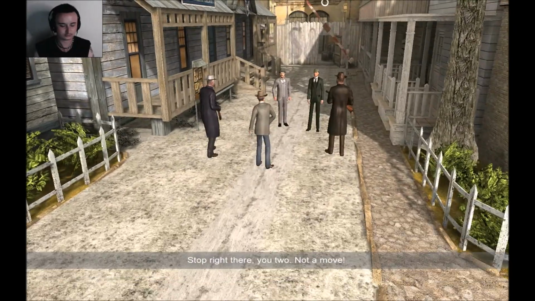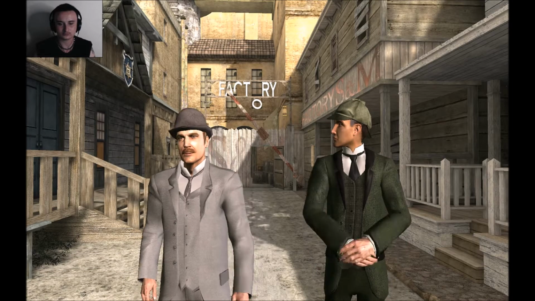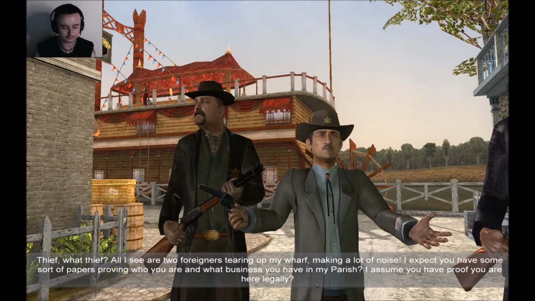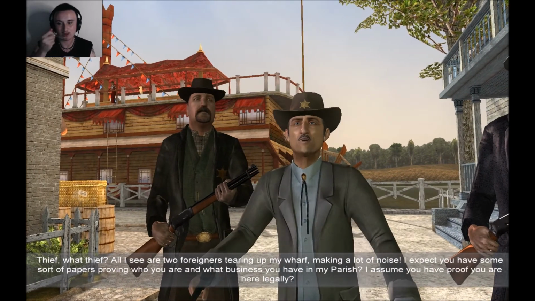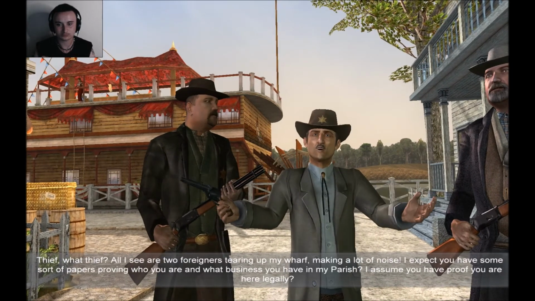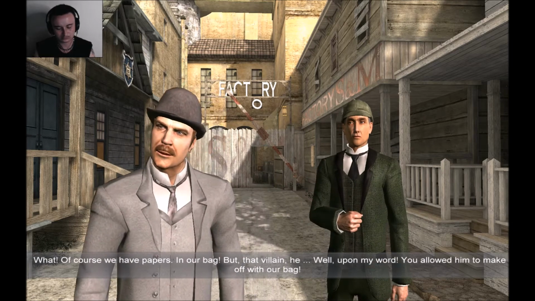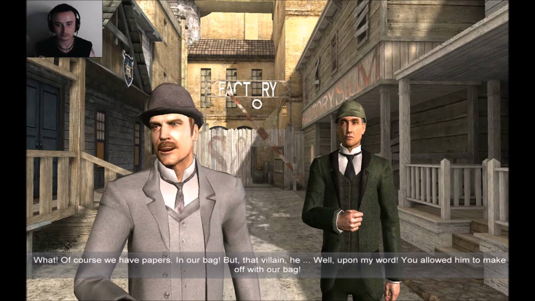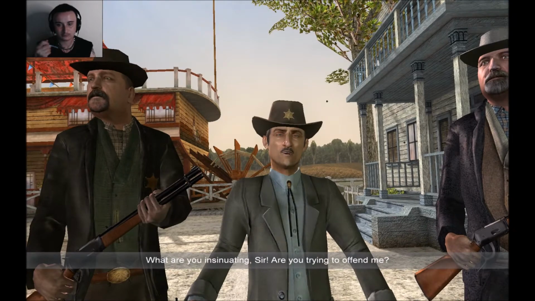Stop right there, you two. Not a move. But the thief, he is going to... Thief? What thief? All I see are two foreigners tearing up my wharf, making a lot of noise. I expect you have some sort of papers proving who you are and what business you have in my parish. I assume you have proof you're here legally. What? Of course we have papers in our bag. But that villain, he... Well, upon my word, you allowed him to make off with our bag. What are you insinuating, sir? Are you trying to offend me?